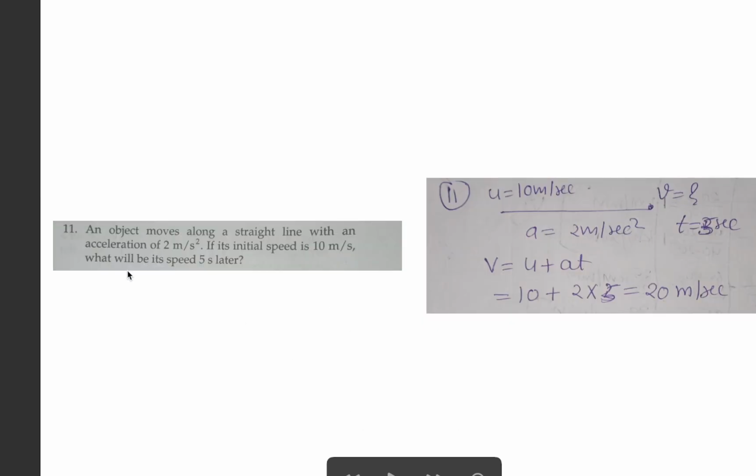In the 11th question, an object moves along a straight line with an acceleration of 2 meters per second square. If its initial speed is 10 meters per second, what will be the speed 5 seconds later? So initial velocity is 10 meters per second and v, they want us to calculate the v. Acceleration is 2 meters per second square. Time is 5 seconds. So we will use Newton's first equation. v is equal to u plus at. So 10 initial velocity, acceleration is 2, time is 5. We get 20 meters per second as the final velocity.